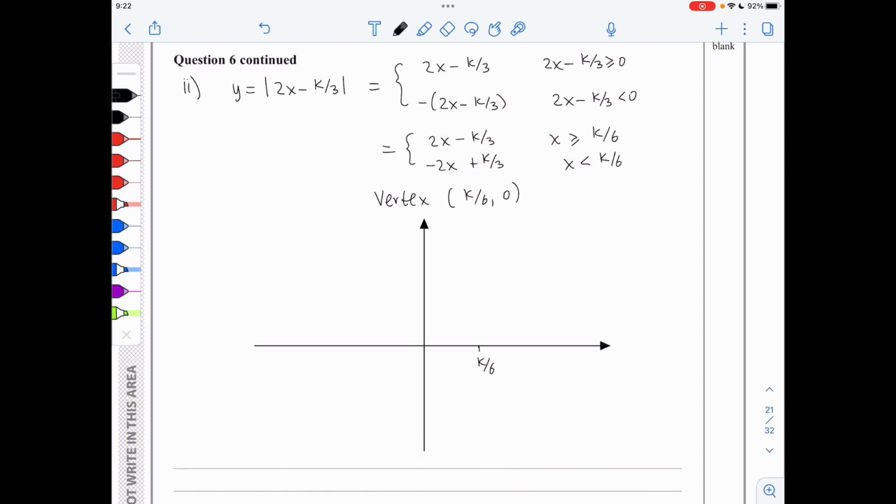On the right, we go uphill. The equation is y is (2x minus k) over 3. And on the left, we go downhill. So the equation is y is (minus 2x plus k) over 3. Obviously, the cut on the y-axis is at k over 3, and this completes the first part.